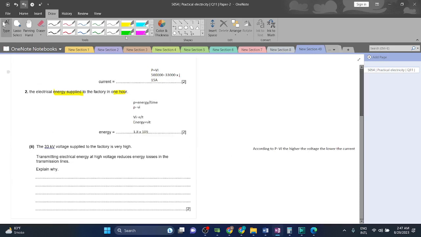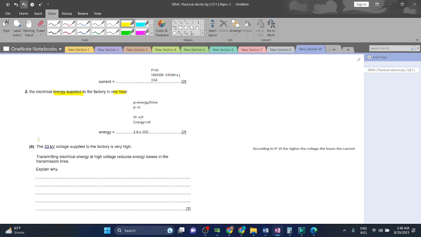Moving ahead. The 33 kilovolt voltage supplied to the factory is very high. Yeah, of course, 33,000 volts is very high. What we have studied so far, our max is probably going to be like 240 volts or 13, 14, 15 volts. We have never studied anything this high.